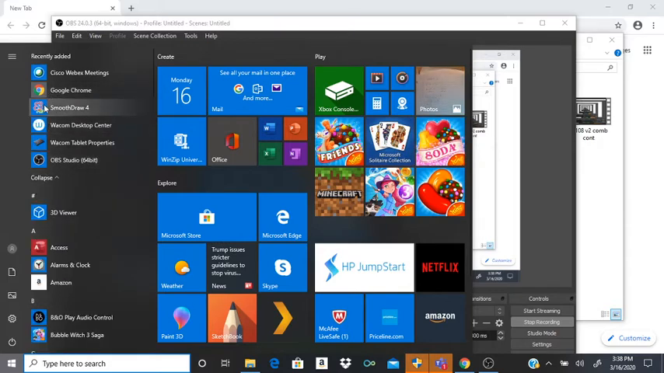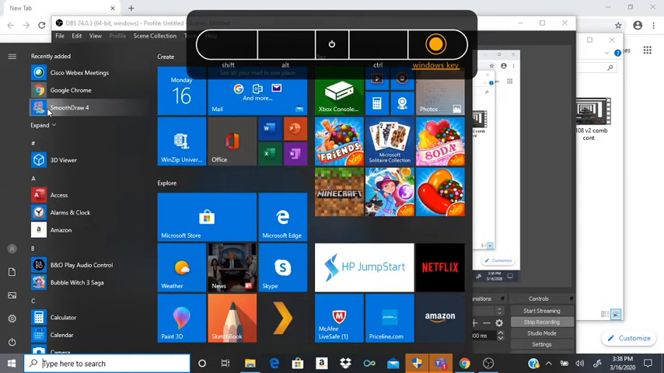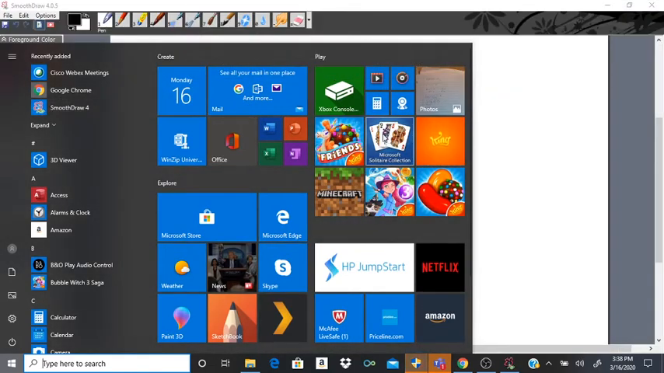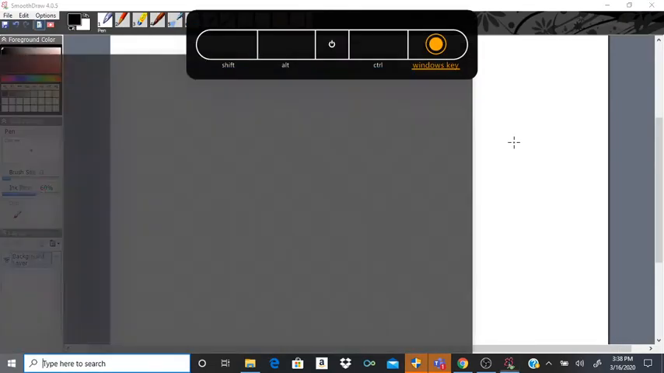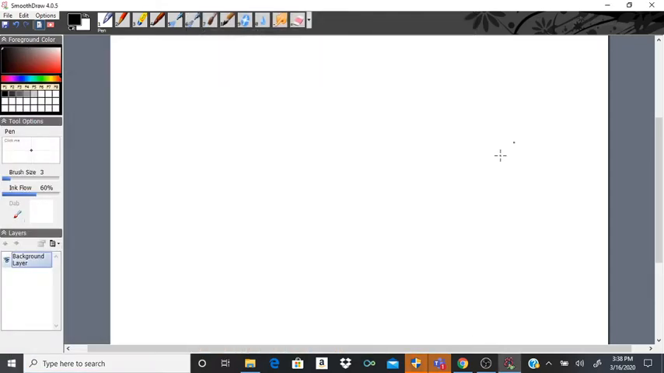We need Smooth Draw, and we should have it right behind the screen. There it is. Okay, so what I need to do is go get that pencil. The pencil is what I'm interested in here. And no, not the pen, the pencil. Can we get it? Yeah, there we go. All right, so here we go.